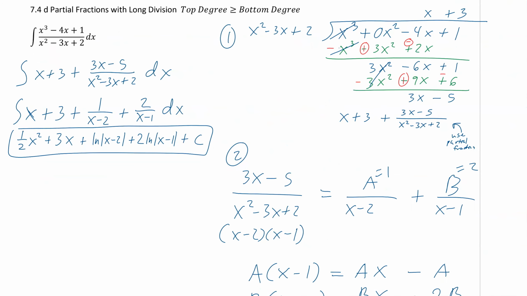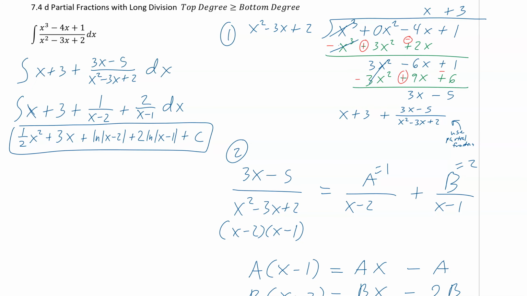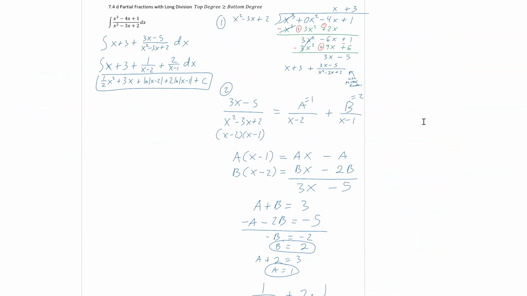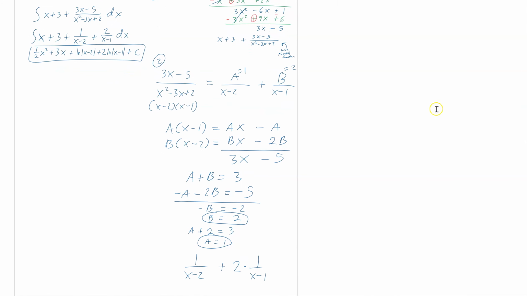So if your top degree is bigger than your bottom, you're using long division if your bottom is not x minus r. And then that will break it up and give you the fraction that you can actually use partial fractions on. Once you break it up, you can then finish it off.